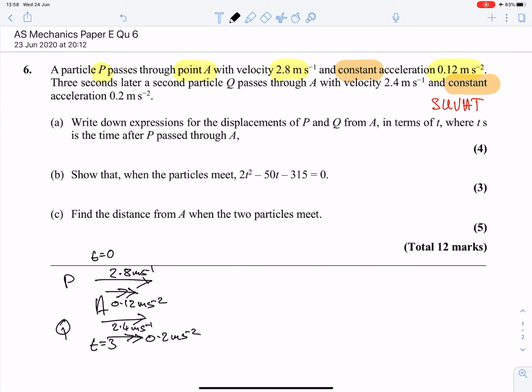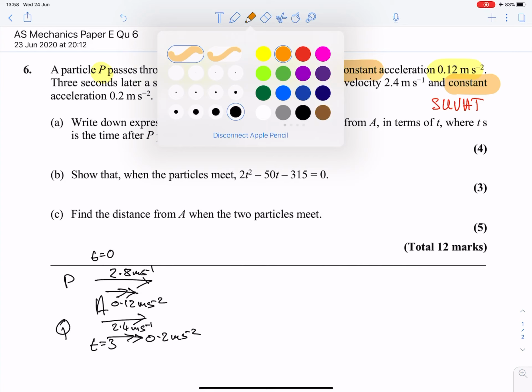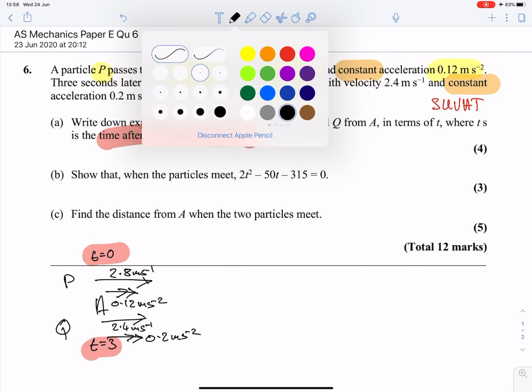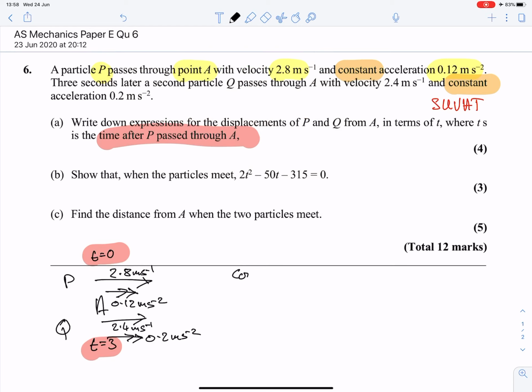Well, as we've said, P is at A at T equals 0. That fits. So after time P passes through A, we've said T equals 0 there and T equals 3 for Q to pass through A. So consider P.